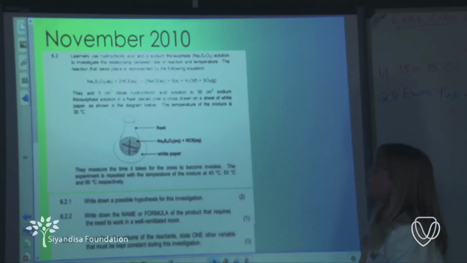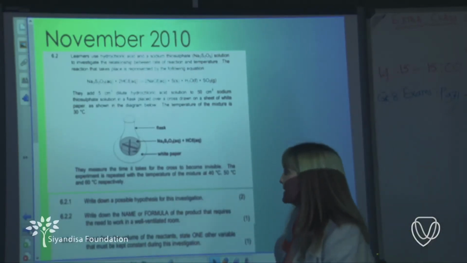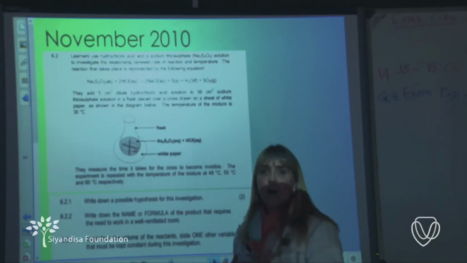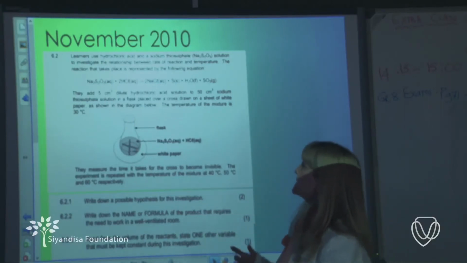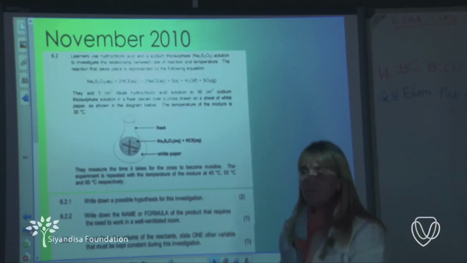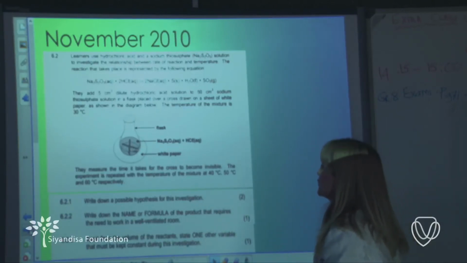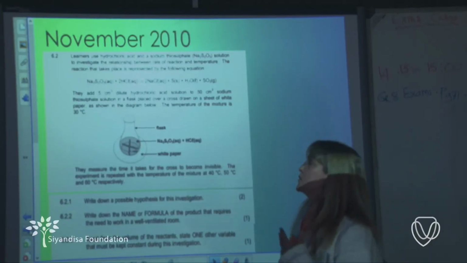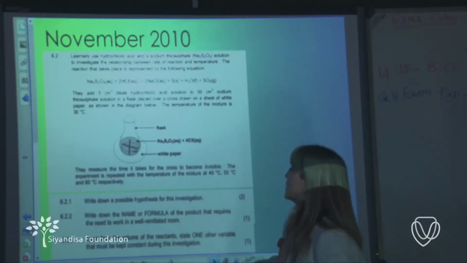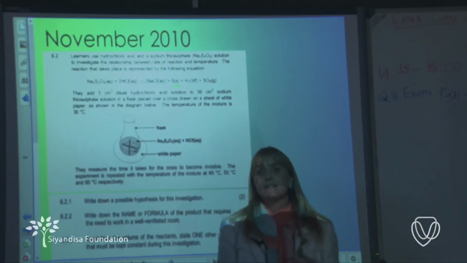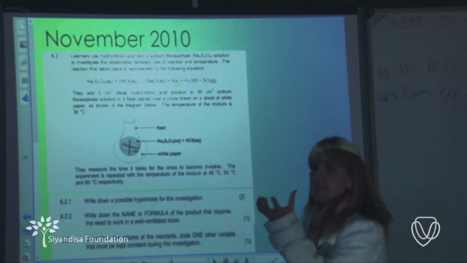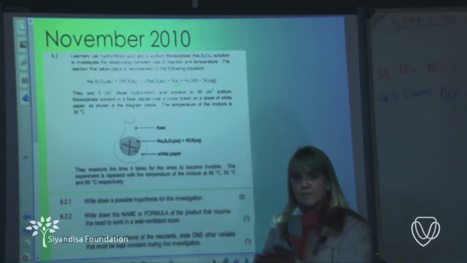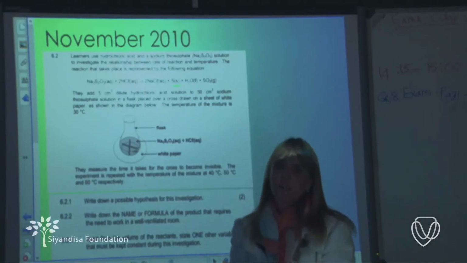All right, this question comes from November 2010, so we're going back quite a while with this question. Now, I'm just going to give you a quick idea of what this experiment involves. During this experiment, sodium thiosulfate is placed in a solution of hydrochloric acid. So we add sodium thiosulfate solution to a solution of hydrochloric acid, and one of the products that is formed is sulfur. And sulfur is insoluble, so that sulfur precipitates out. The sulfur forms a layer of yellow solid on the bottom surface of the Erlenmeyer flask.